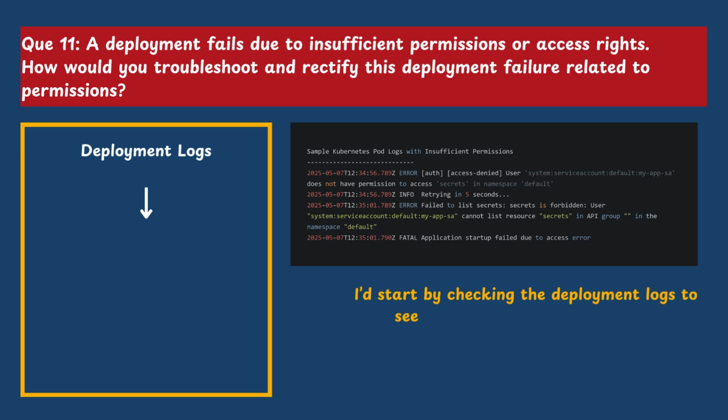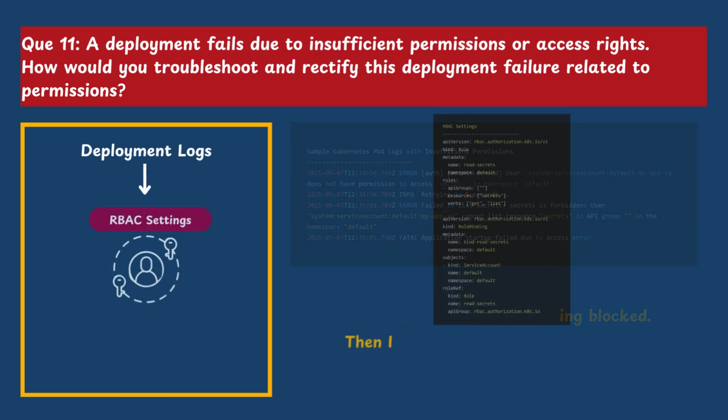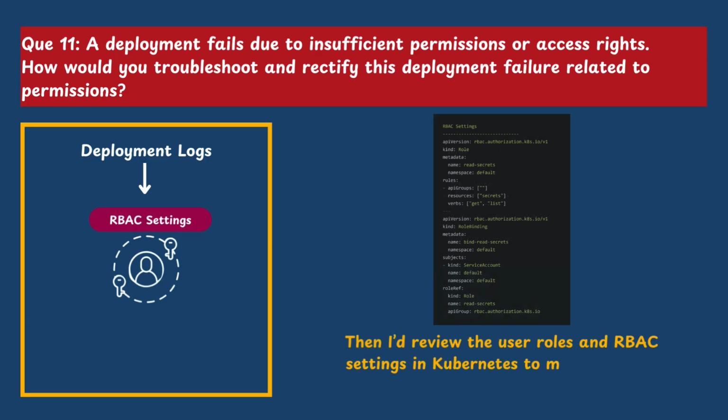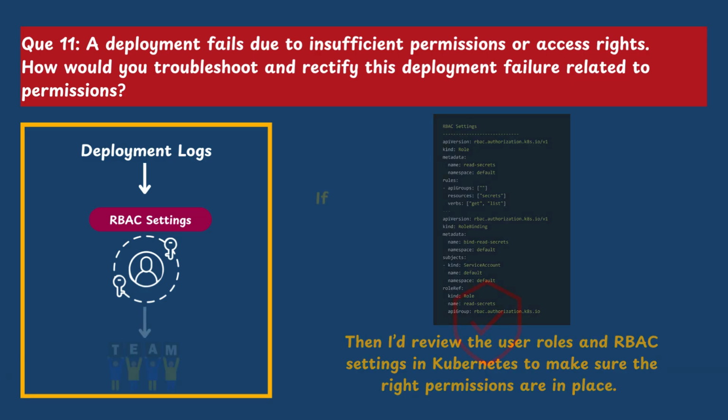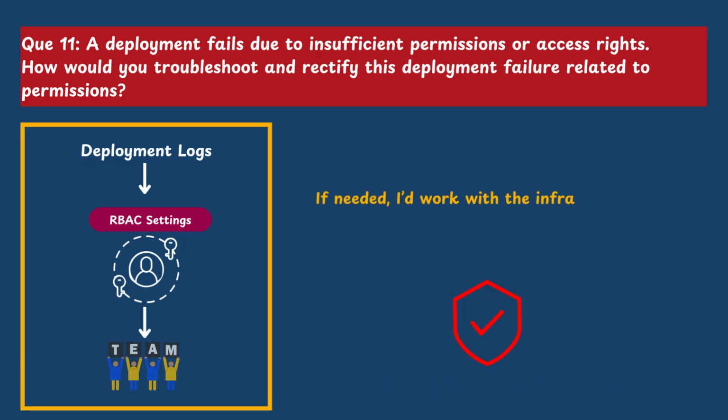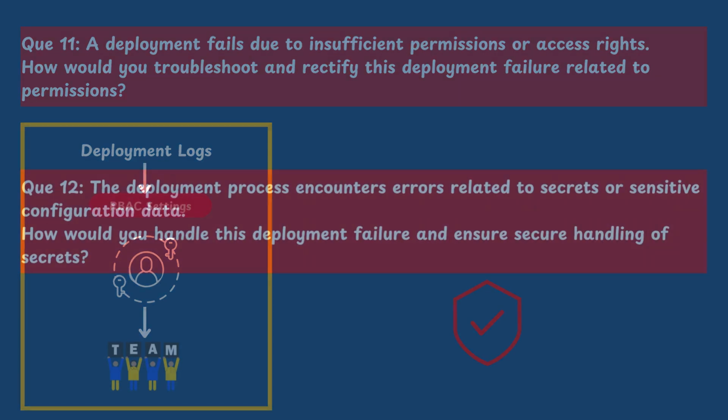I would start by checking the deployment logs to see exactly what's being blocked. Then, I would review the user roles and RBAC settings in Kubernetes to make sure the right permissions are in place. If needed, I would work with the infra or security team to fix the access and try the deployment again.